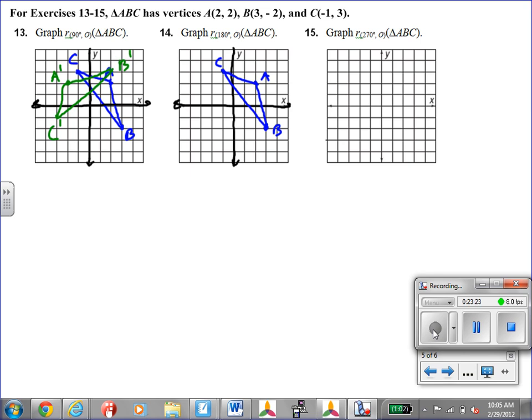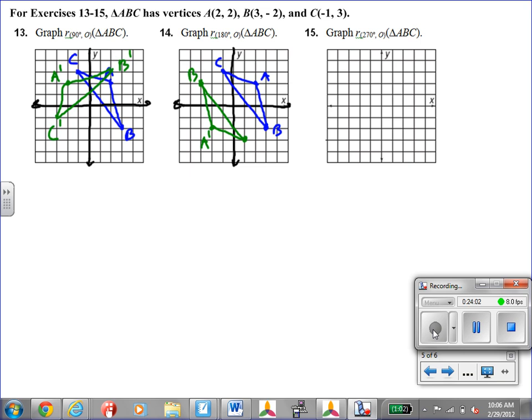We're just going the opposite direction. So since for A, we went up 2 and right 2, now we're going to go where? Down 2 and left 2. Okay, that's A prime. For B, since we went down 2 and right 3, we're going to go up 2 and left 3. Right? And for C, since we went up 3 and left 1, we're going to go down 3 and right 1. So they would all be on the same line if we drew them out. And that's 180 degrees.